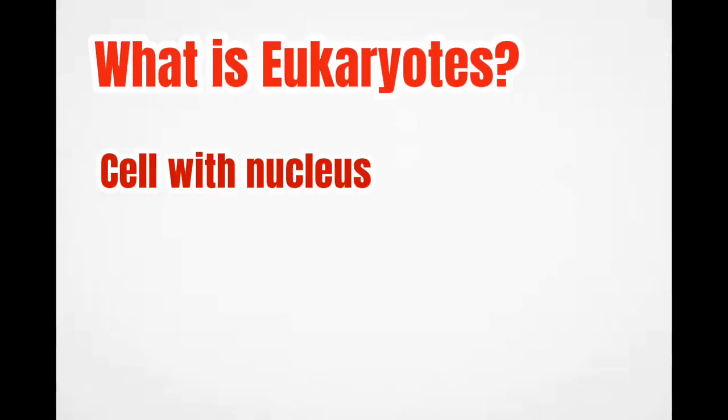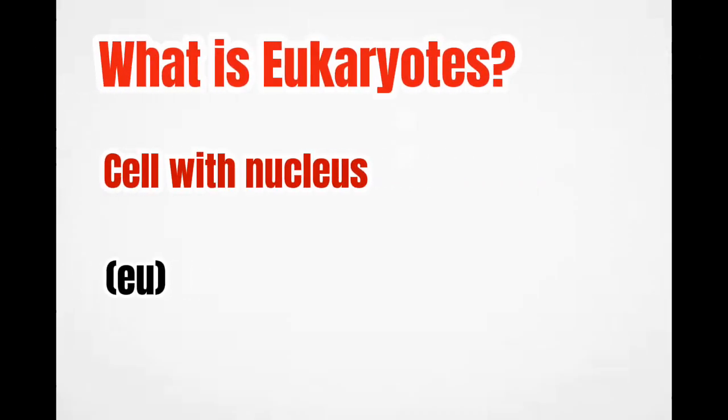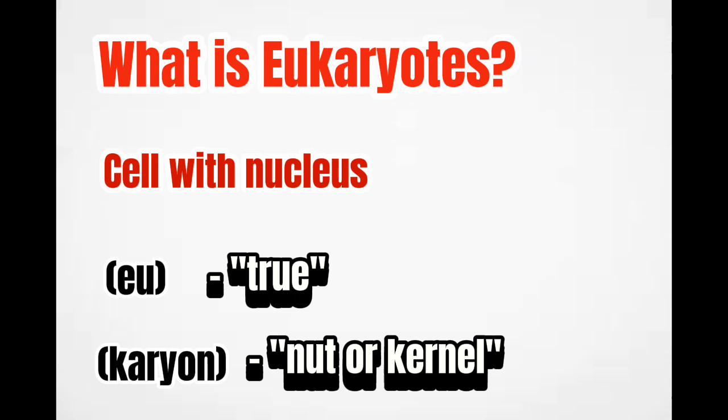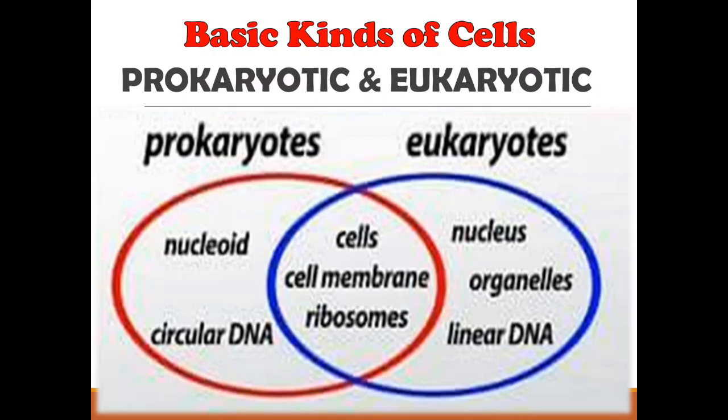So, what is eukaryotes? It is the cells with nucleus, from eu, which means true, and karyon, which means nut or kernel. Eukaryotes are organisms whose cells have a nucleus, demarcated from the cytoplasm by nuclear membrane. Eukaryotes include animals, plants, and fungi. Now, let's explore the structure of a typical plant cell and animal cell.